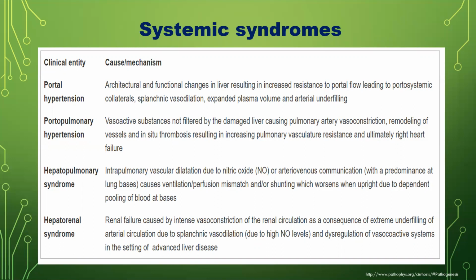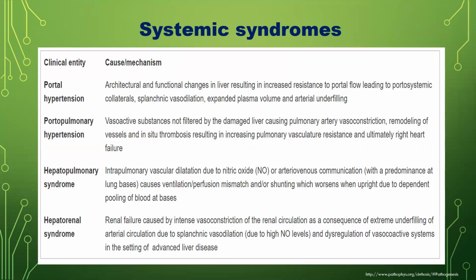In portopulmonary hypertension, vasoactive substances are not filtered by the damaged liver, causing pulmonary artery vasoconstriction as a reflex response, remodeling of vessels, and in situ thrombosis, resulting in an increase in pulmonary vascular resistance and ultimately right heart failure. Hepatopulmonary syndrome appears due to intrapulmonary vascular dilation due to nitric oxide or arteriovenous communication, causes ventilation-perfusion mismatch, or shunting, which then worsens when upright due to the dependent pooling of blood at the bases.